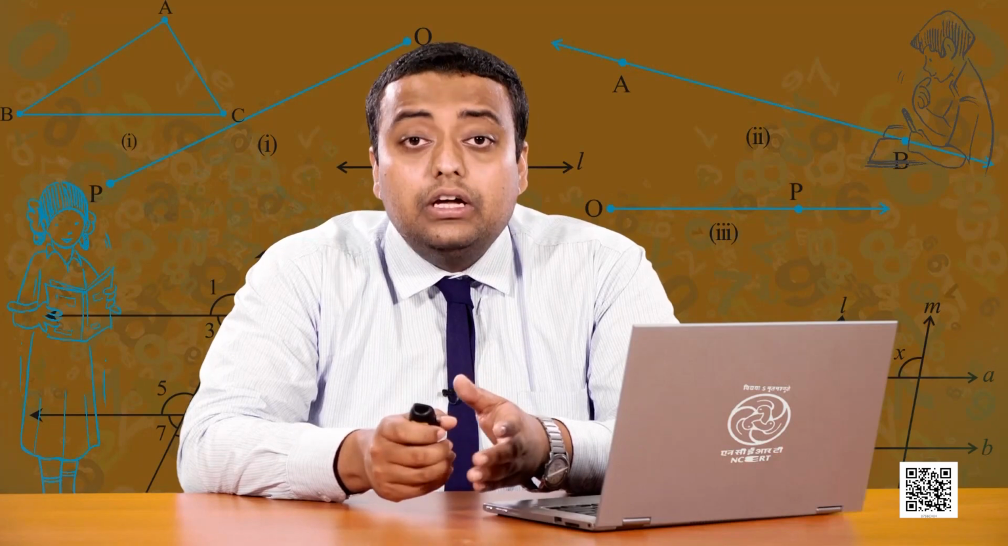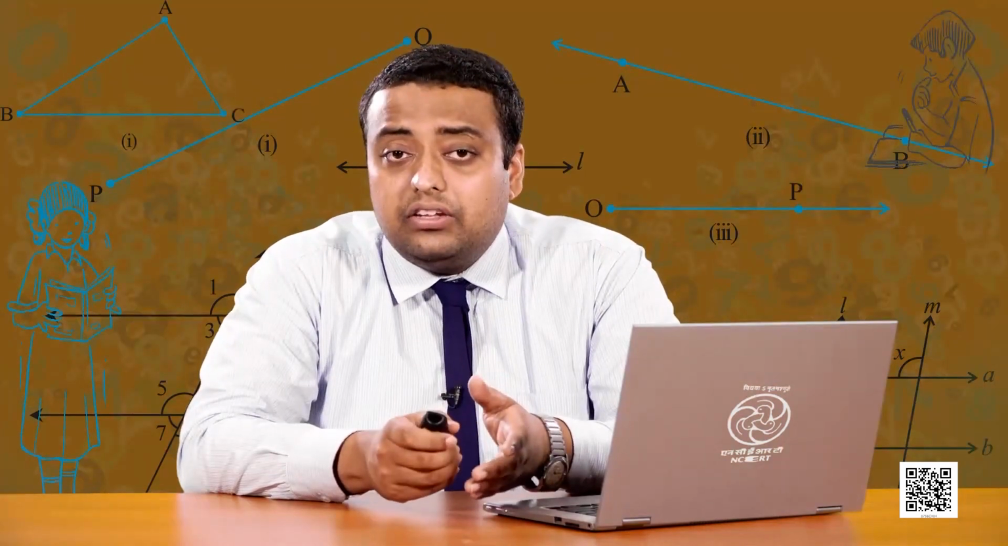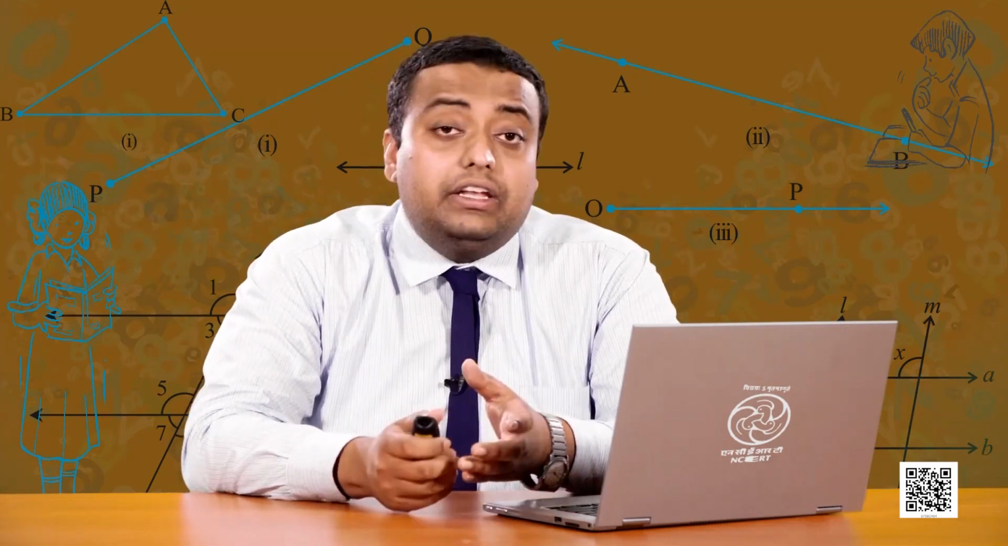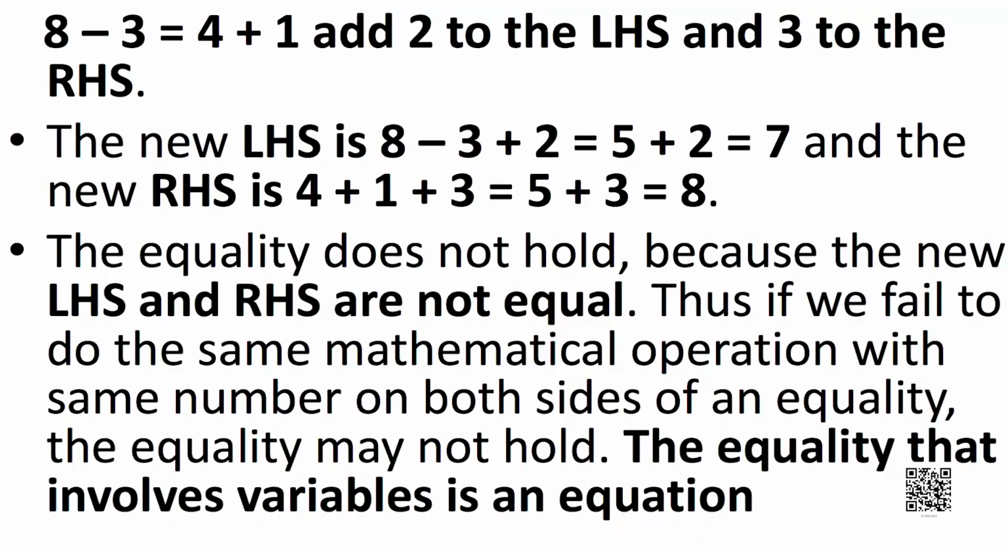Suppose we do not observe these rules. Specifically, suppose we add different numbers to the two sides of an equality. We shall find in this case that the equality does not hold. That is, its both sides are not equal. For example, let us again take the equality 8 minus 3 is equal to 4 plus 1.